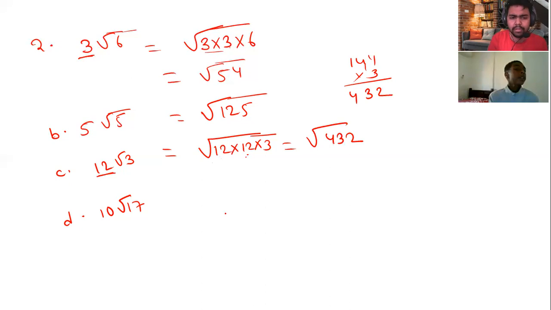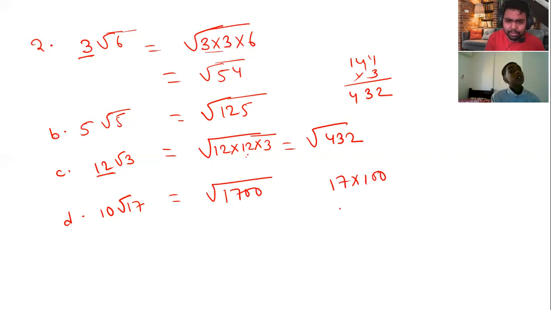Okay, so this will be 100 multiplied by 17. Not 17,000, only 100. If you multiply 17 times 100, you just put two zeros together, right? This is the rule of multiplying. If there are two zeros, we just put two zeros. That is my answer. That would be root 1700. Is it clear?